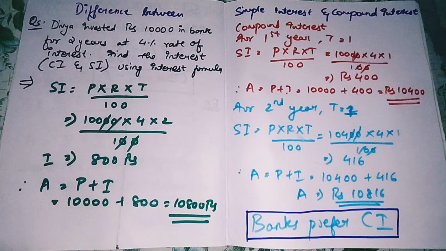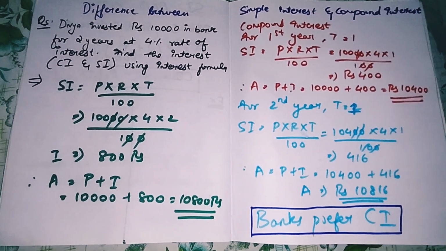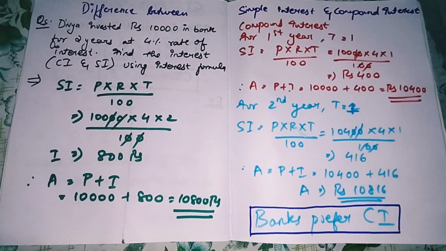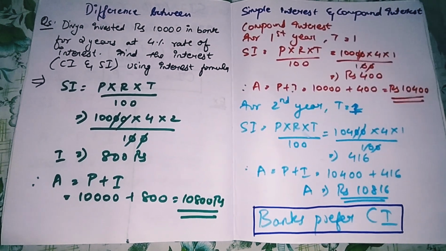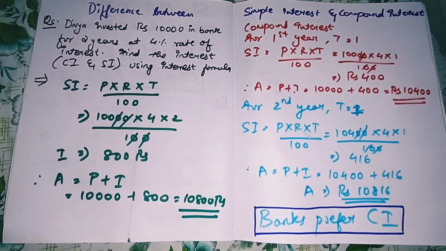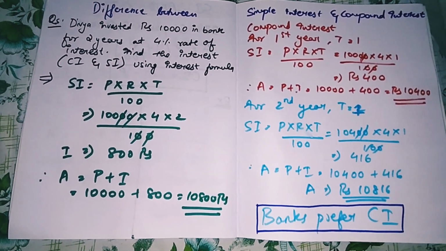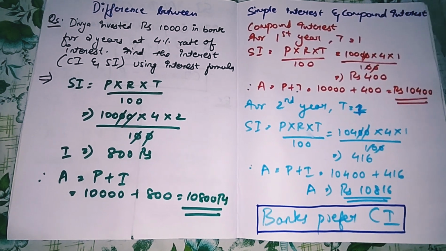So what is interest? Whenever we deposit some money in a bank for some years at some rate of interest, we get some extra money at the end. For example, I have deposited 1,000 rupees, and after 2 years, at 5%, I am getting 1,200. So 200 rupees I am getting extra because I deposited 1,000 rupees there, so that 200 is my interest.